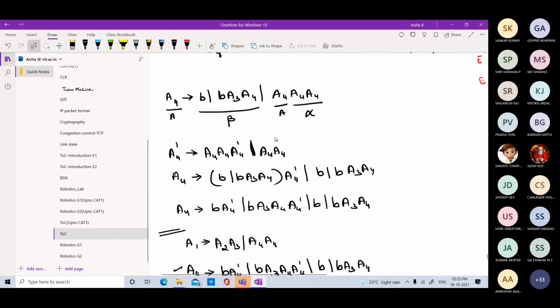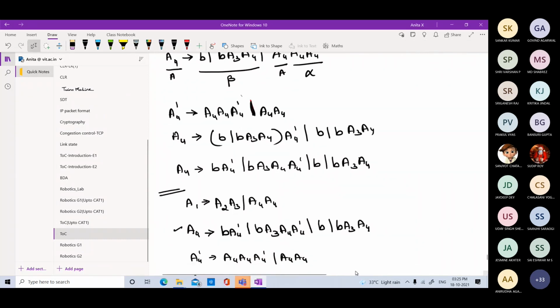After dealing with all these steps, we'll have all the productions in the form where, if there is a production of the form Ai derives AjX, the value of i will be less than j. So that condition will be satisfied.